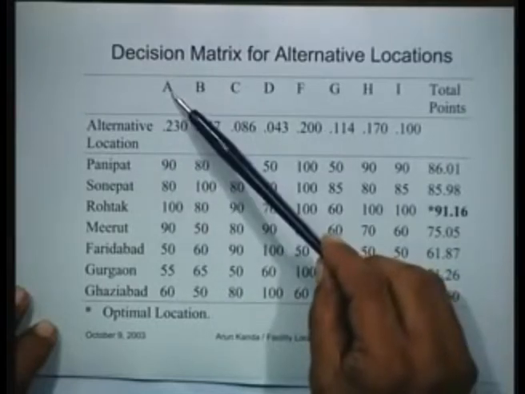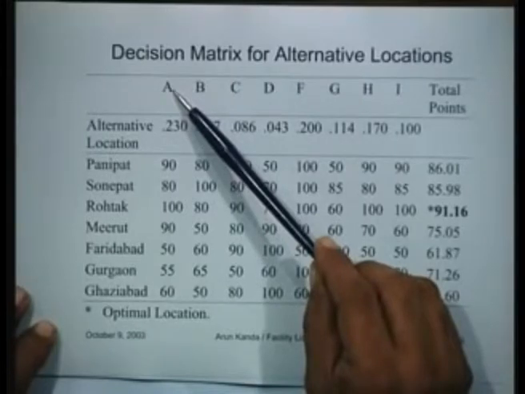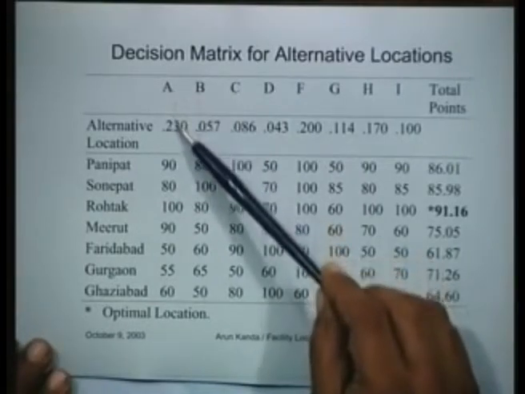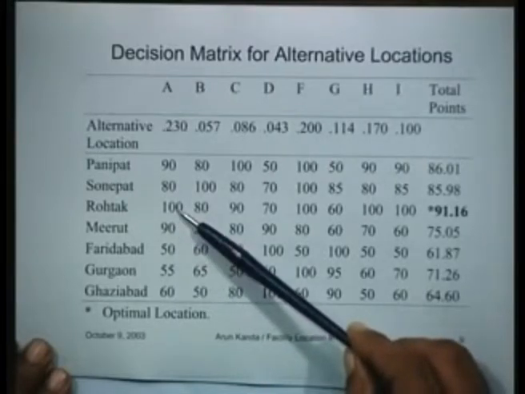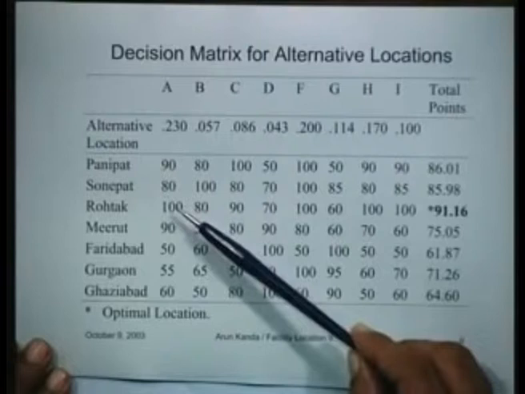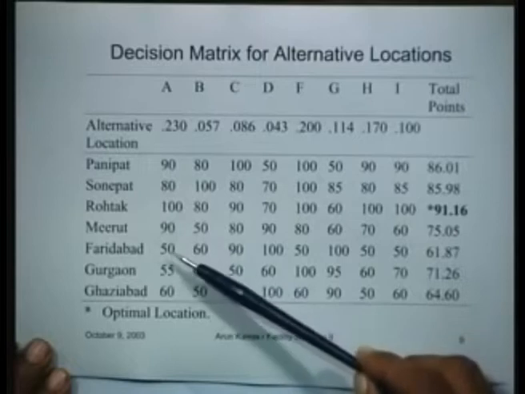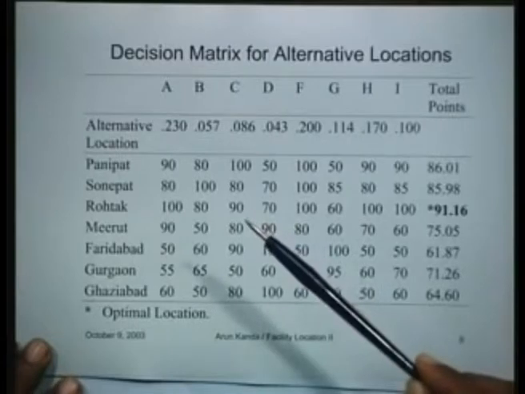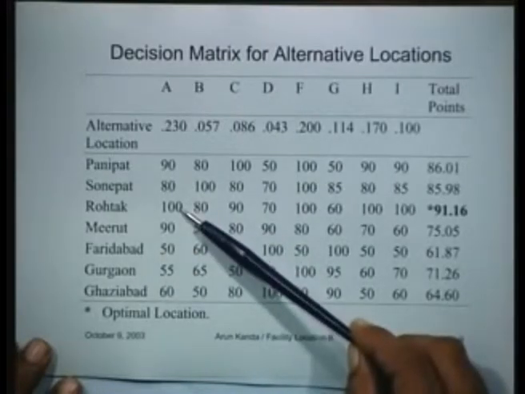So what we are trying to say is that the first factor was essentially nearness to raw material source. Now it was found that in this particular classification, nearness to raw material source, Rohtak was the best, right? So Rohtak got 100 points. The scheme was that the worst location will be given 50 points and the best location will be given 100 points. It's very much like saying that we normally don't fail candidates in the IIT, and therefore the worst fellow will get 50 marks and the best fellow will get 100 marks.